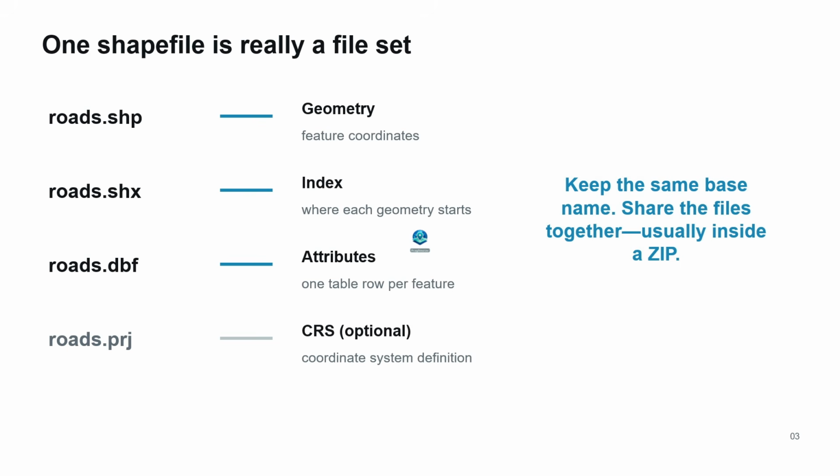The most important fact is that a shapefile is not only the .shp file. 3 files are required, and they must share the same base name. The SHP file stores the geometry. The SHX file is an index that locates each geometry record. The DBF file stores the attribute table. A PRJ file is optional according to the specification, but it is practically essential because it describes the coordinate reference system. When sharing the dataset, package all companion files together, usually in a zip file.